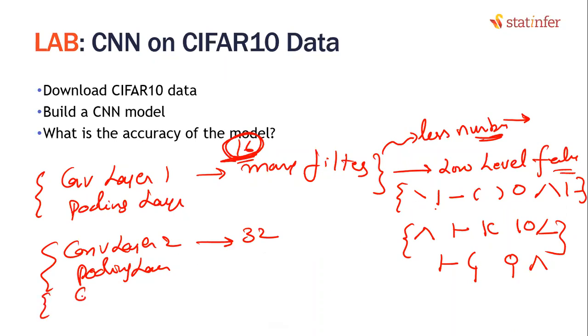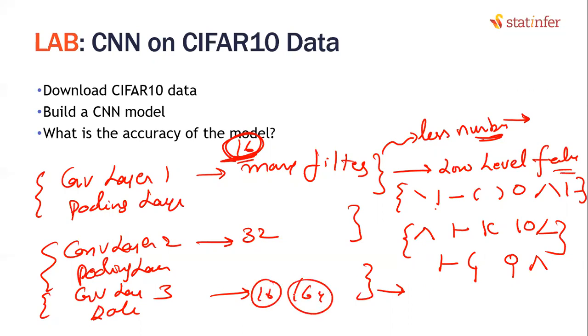Then you will have another convolution layer 3 followed by a pooling layer. How many filters do I give here? These are the high level features, a combination of mid level features. What should I give here? Shall I give 16 again, or 64? What should this number be? Yes, 64. This should be 64. Usually that is how you construct a convolutional neural network.